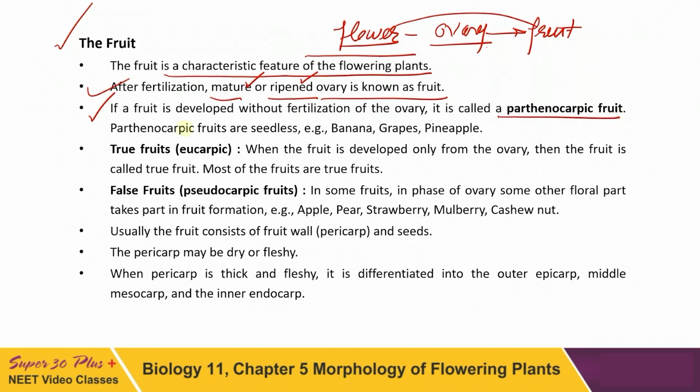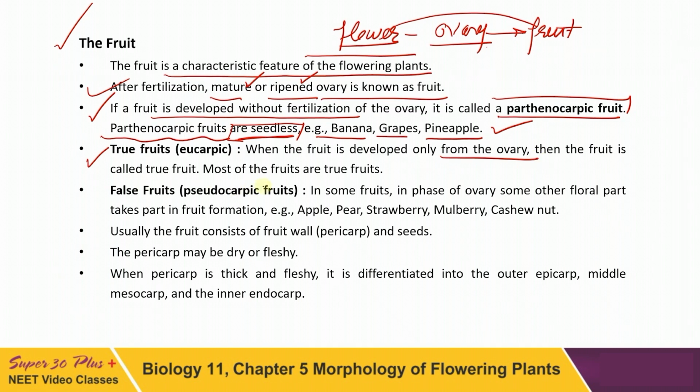You see the important term, parthenocarpy. In some cases, fruit is developed without fertilization. That's why in that fruit seed will not be there. That will be known as parthenocarpic fruit, and the phenomenon is called parthenocarpy. Parthenocarpic fruit, because the seeds are absent, is known as seedless fruit. Examples are banana, grapes, and pineapple. Is it right?